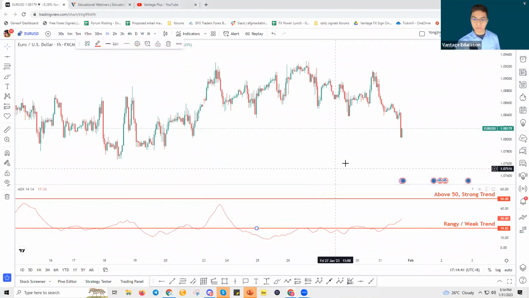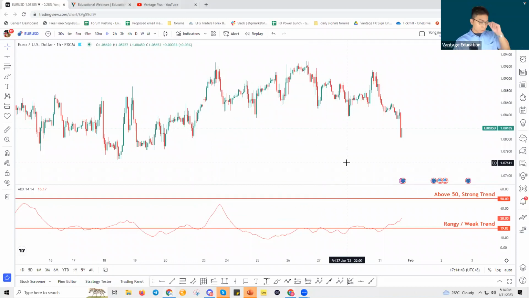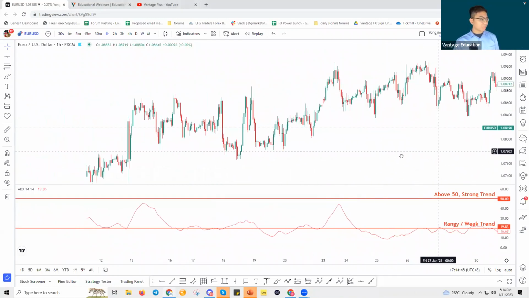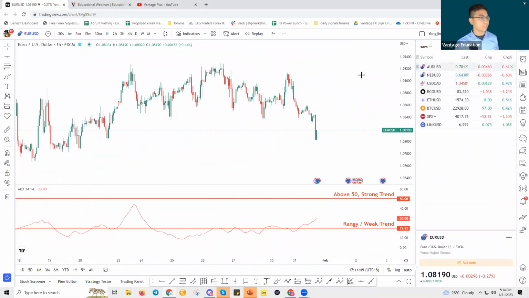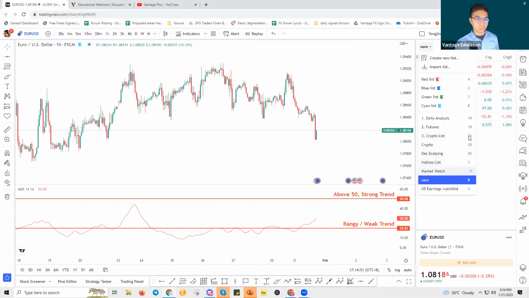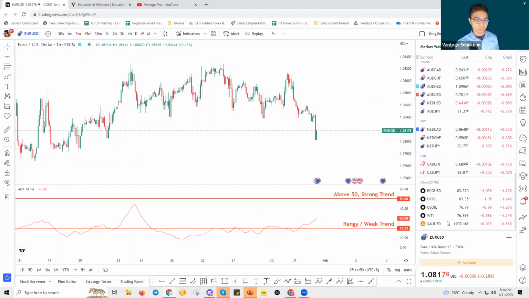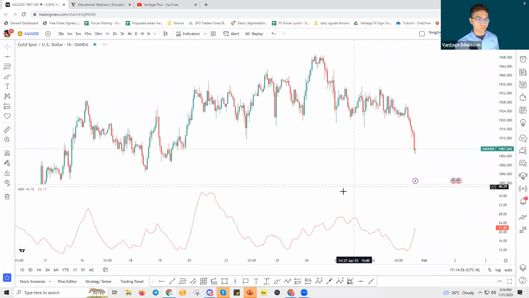Okay, next, let's continue. Maybe we don't have a proper example here yet, so maybe we can move on to Gold. Let's take a look at Gold. Maybe we can find some strong trends right there.